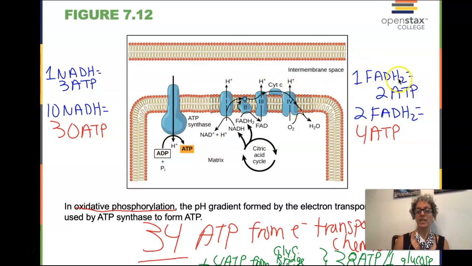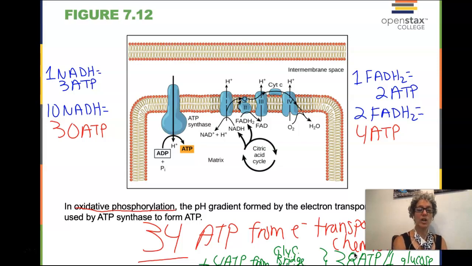And the FADH2, because it enters later, generates enough of a gradient so that we get 2 ATP for each FADH2, and 2 times 2 is 4. So we get 34 ATP from electron transport, plus the 4 that we got from glycolysis and the bridge and the citric acid cycle, for a grand total of 38 ATP energy molecules from one glucose.